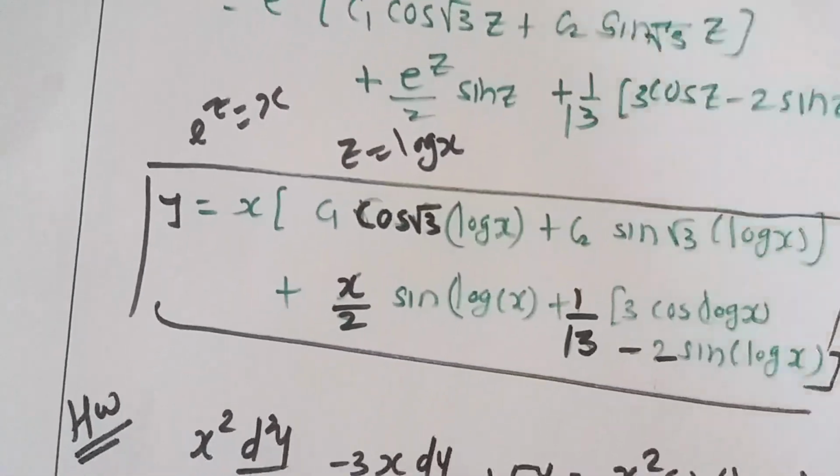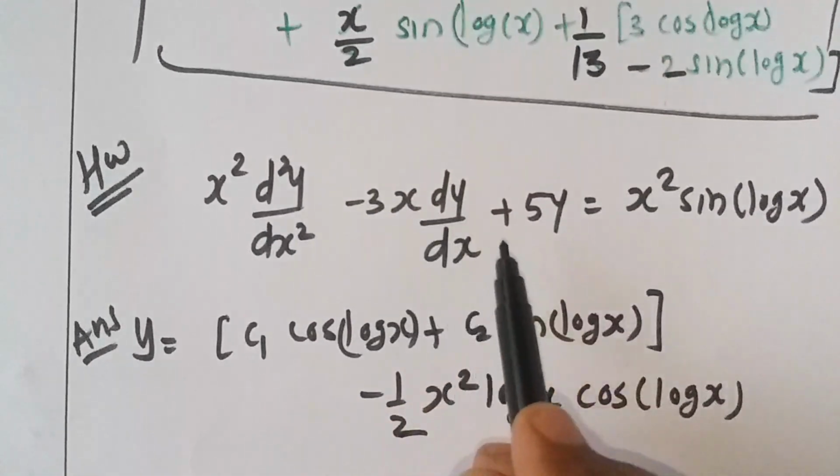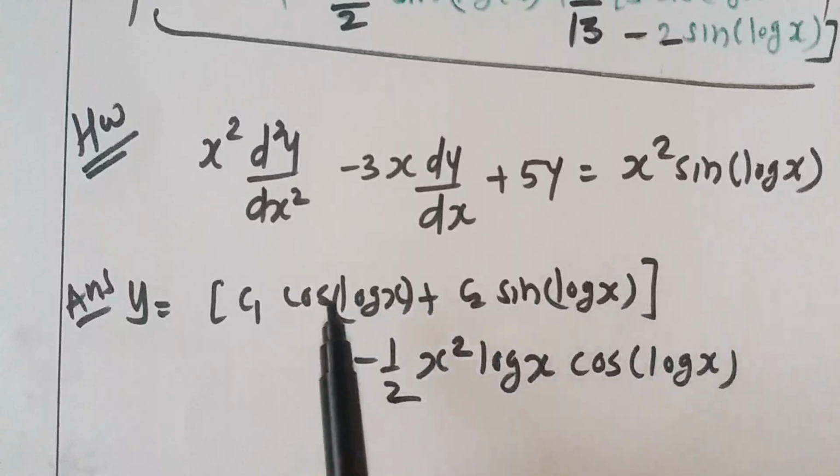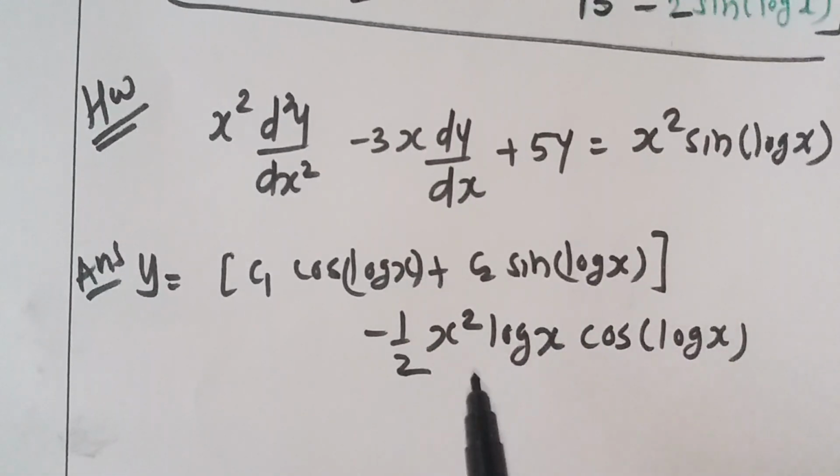Now one problem of this type for practice. x square d2y by dx square minus 3x dy by dx plus 5y equal to x square sin log x. Answer for this problem is c1 cos log x plus c2 sin log x minus 1 by 2 x square log x into cos of log x. This is the CF and this is the PI.